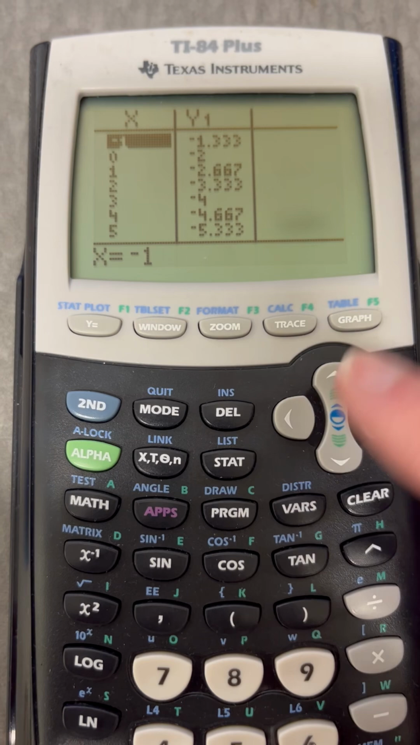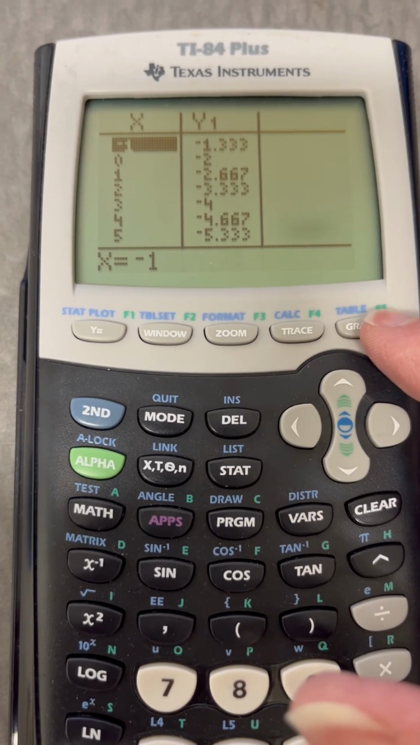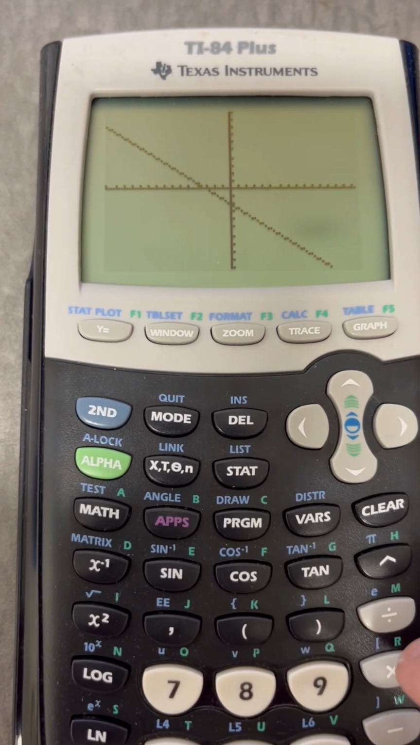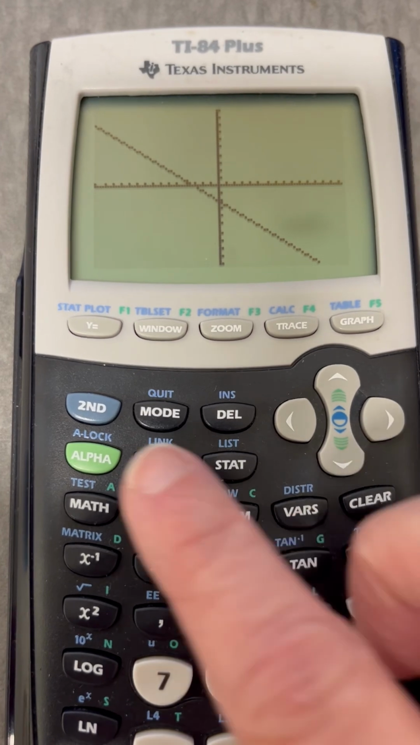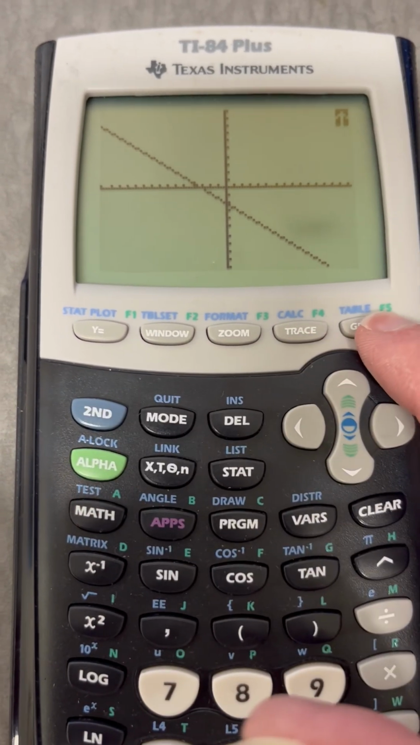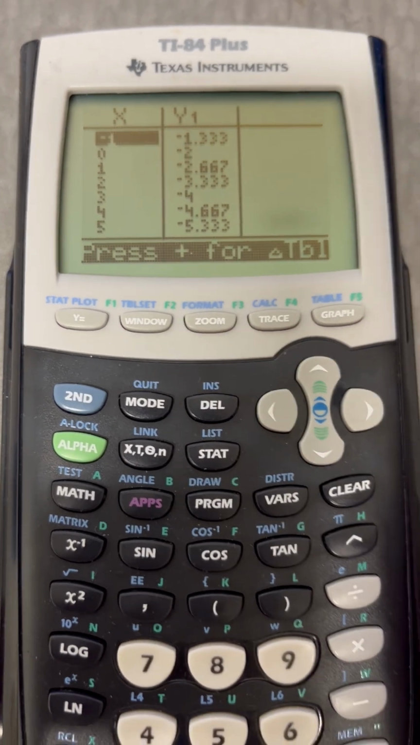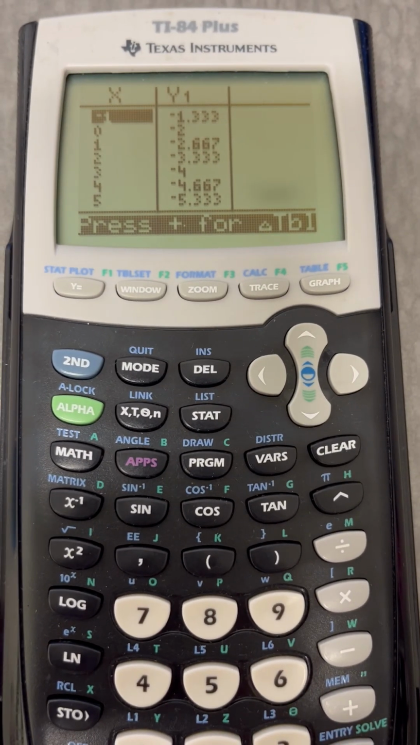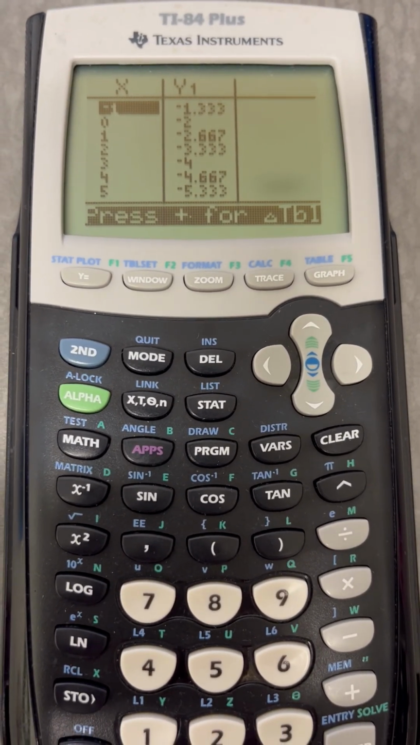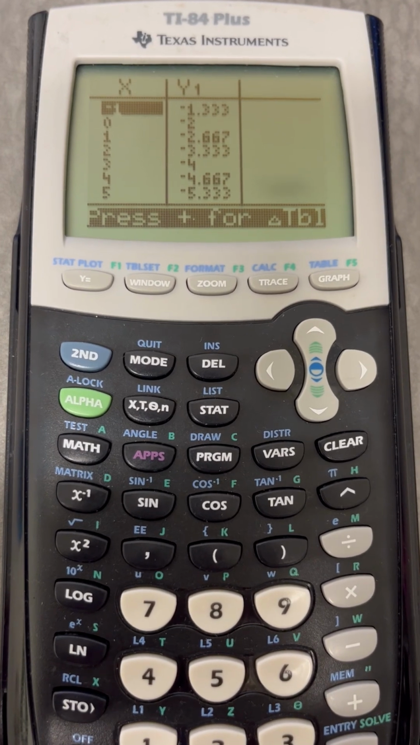So again, there are my ordered pairs. If I want to see the line, I'm just going to hit graph. But if I want to see those ordered pairs, I'm going to hit second and hit graph again, which is actually the table feature. So I hope that's helpful to you as you move throughout graphing and looking to see how to put those equations in your calculator.